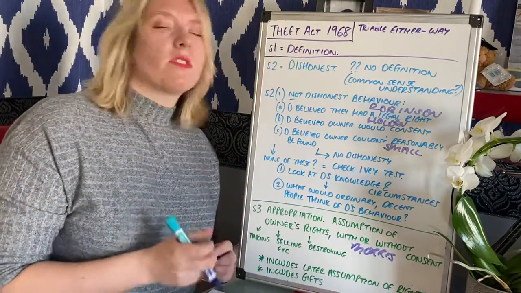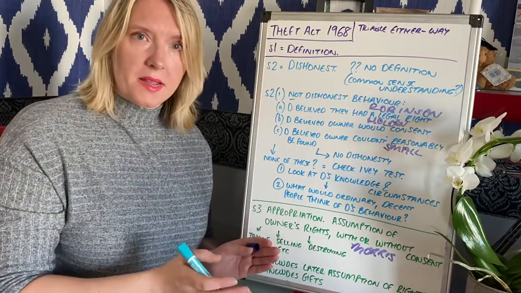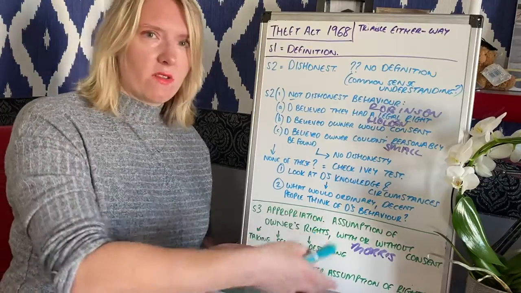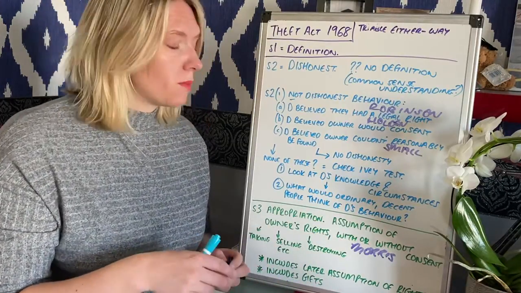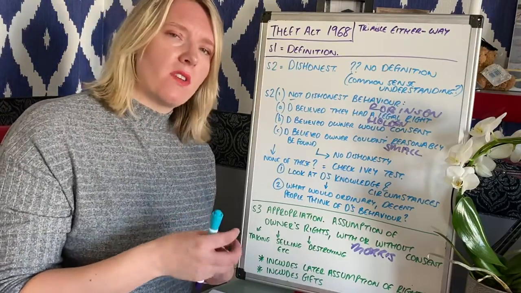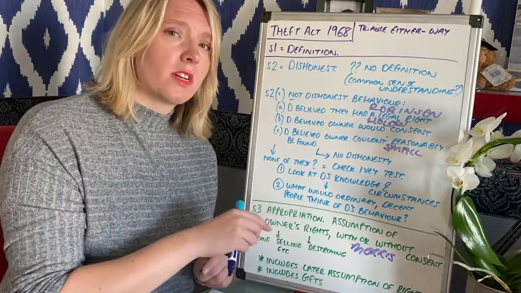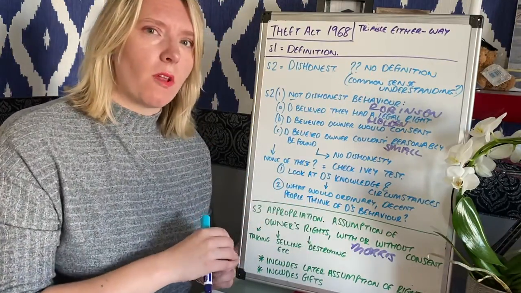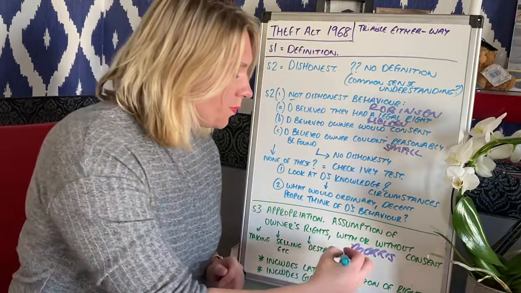It can include a later assumption of rights. So perhaps originally you were just borrowing an item like a library book, and then later on you assume the rights of the owner by keeping it, not returning it, destroying it, something like that. So it doesn't have to be something that's straight away. Although you remember in R versus Morris, as soon as we switched the price tags, that was doing something only the owner can do. So it didn't matter if he went to the till or not, the crime was already done. It also includes things like gifts.